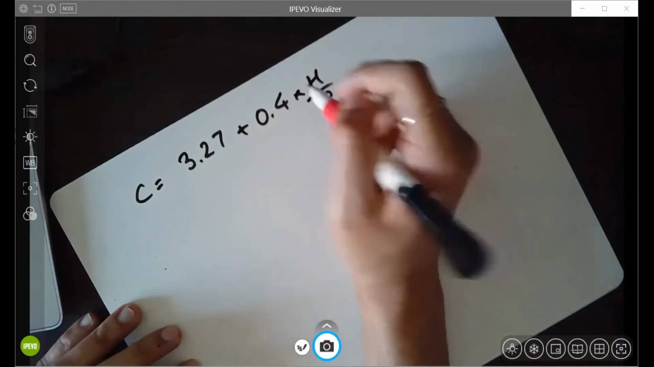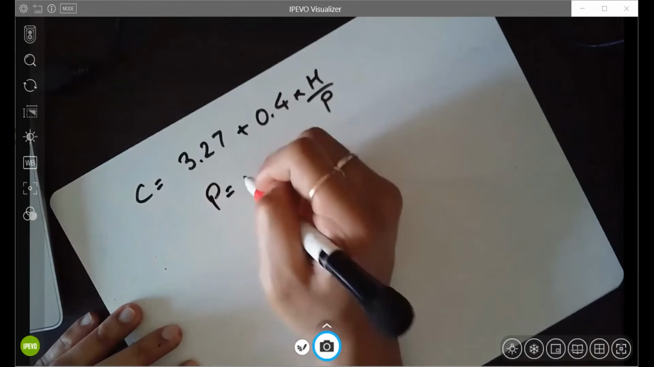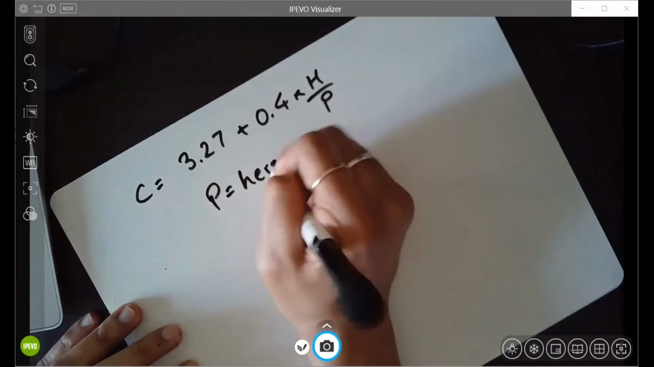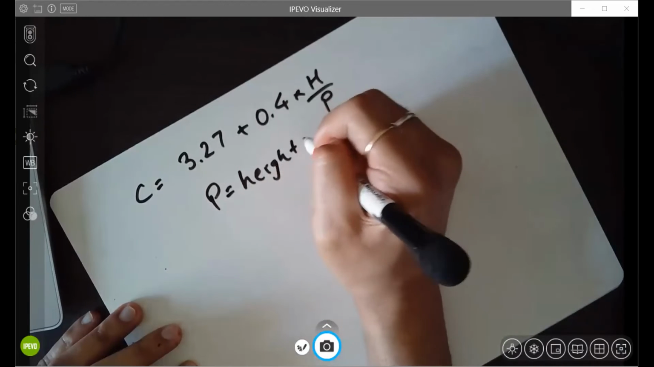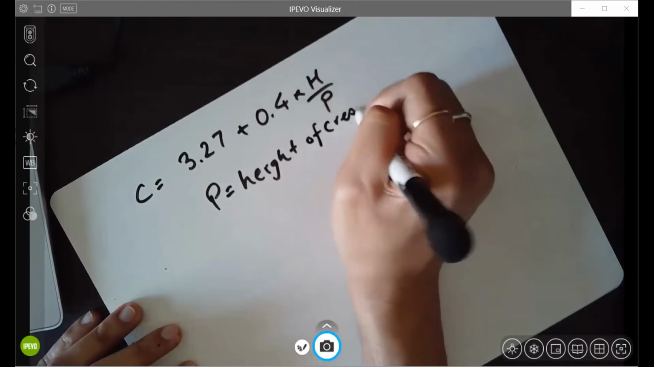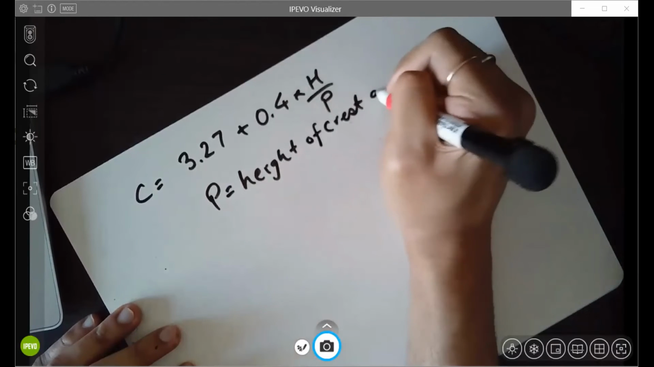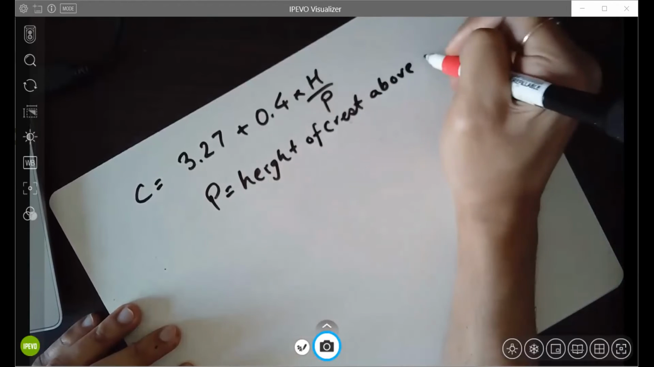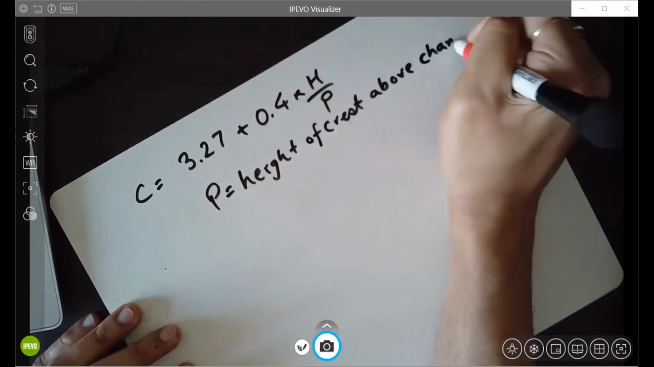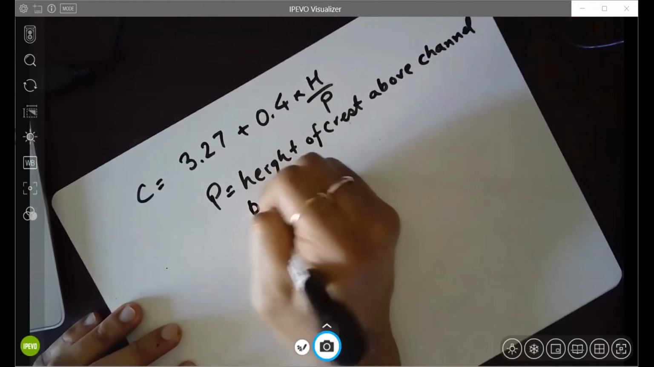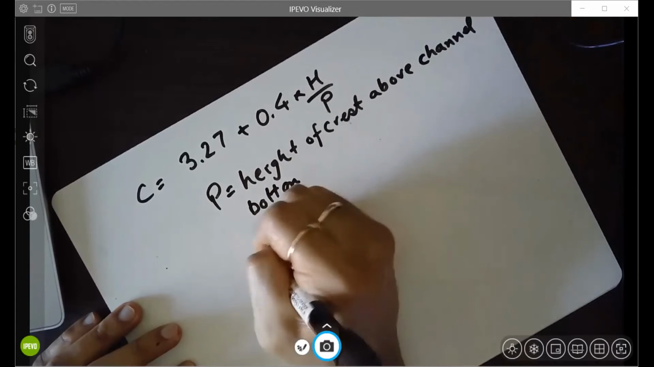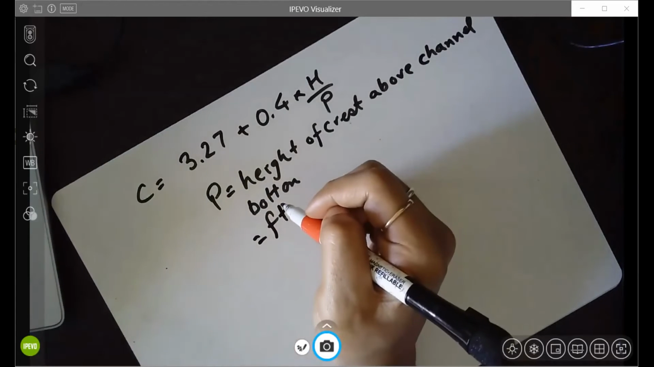You know what H is. P is the height of the crest above the channel. But all these values are in imperial units.